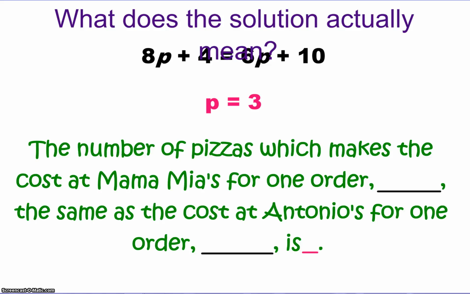So let's talk about this problem. What does this solution actually mean? P equals 3. It means the number of pizzas which make the cost at Mamma Mia's for one order, or 8p plus 4, the same as the cost at Antonio's Pizza for his 6p plus 10 is 3 pizzas. We know that each place has to sell 3 pizzas in order for them to be equivalent. Alright, so let's go to another example.